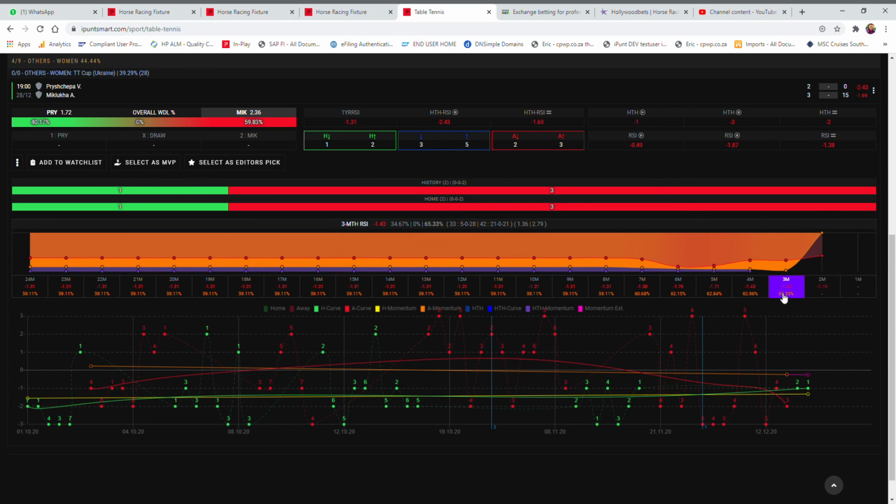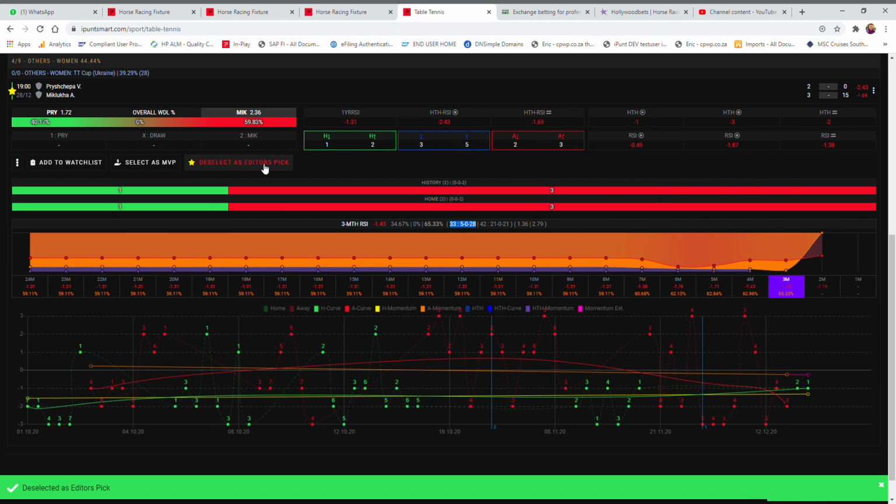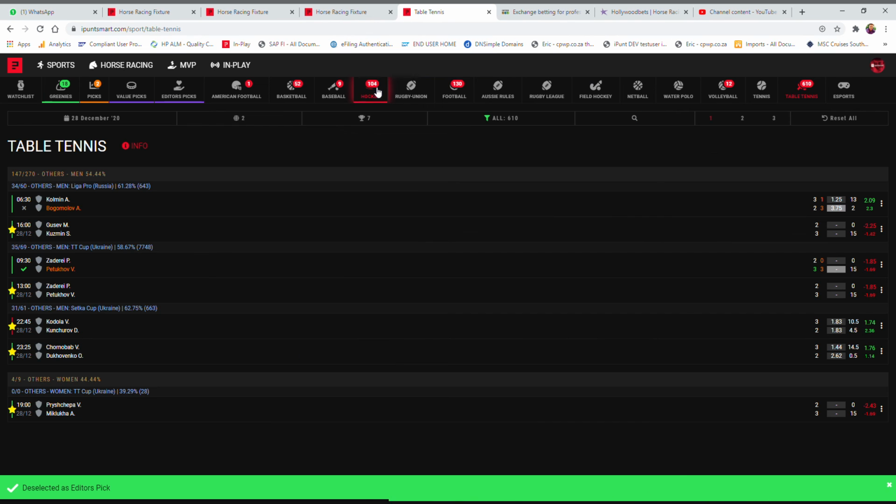And we have a 65% chance on the 3 month with a 1.43 set average as 1.36 to 2.79, winning half of the games, 21 out of 42 against the home team, won only 5 out of 33. So certainly Maluka is the more probable winner in this contest.